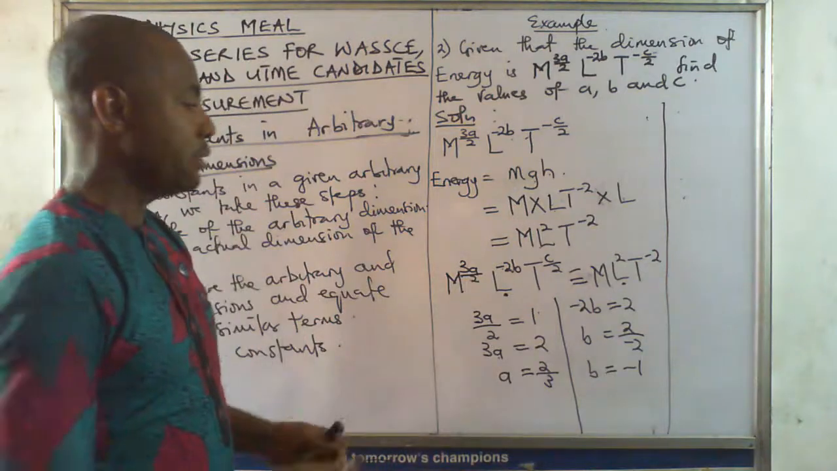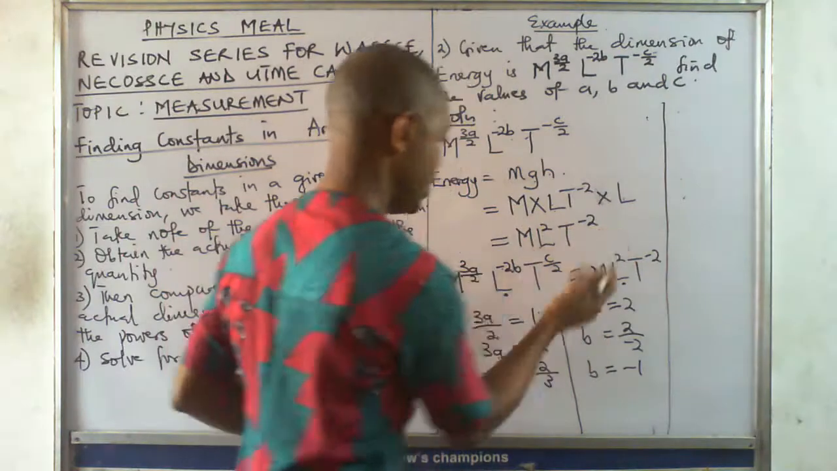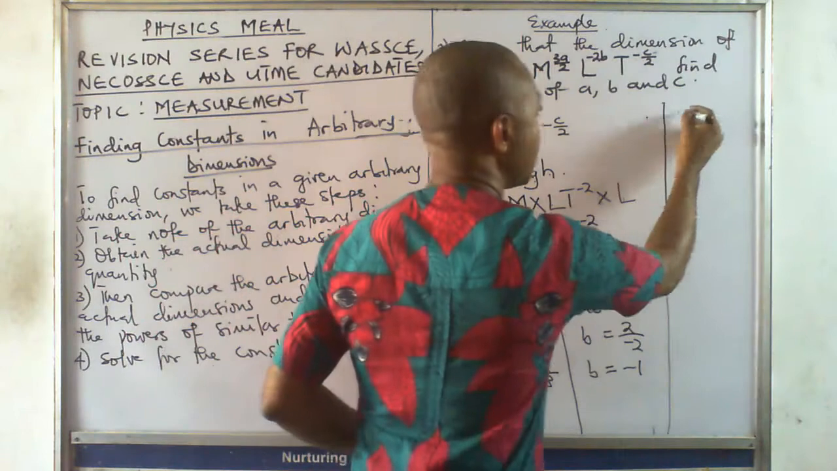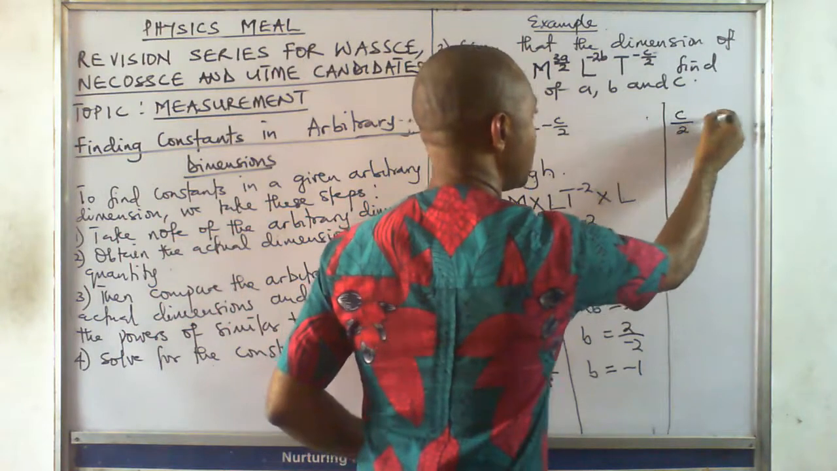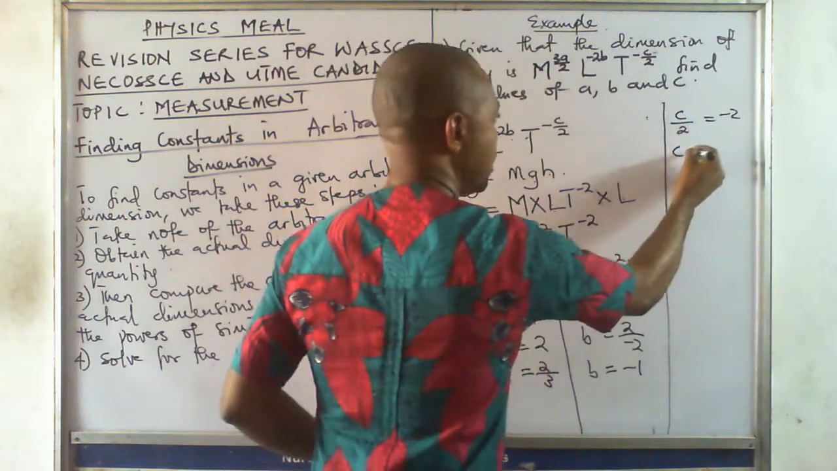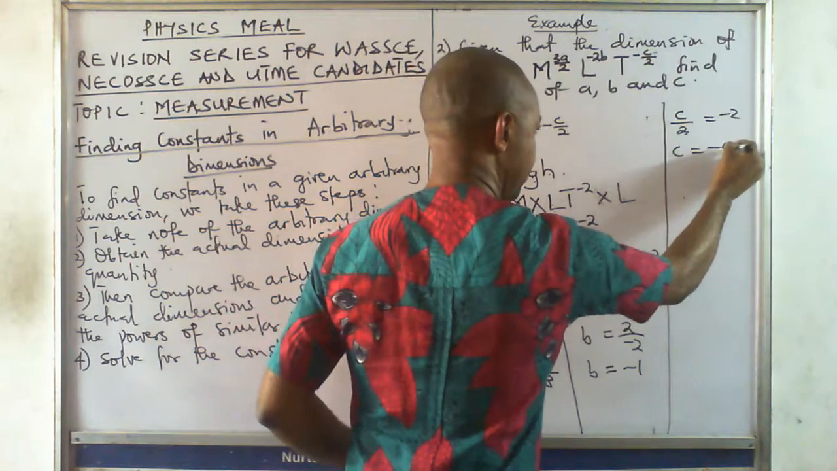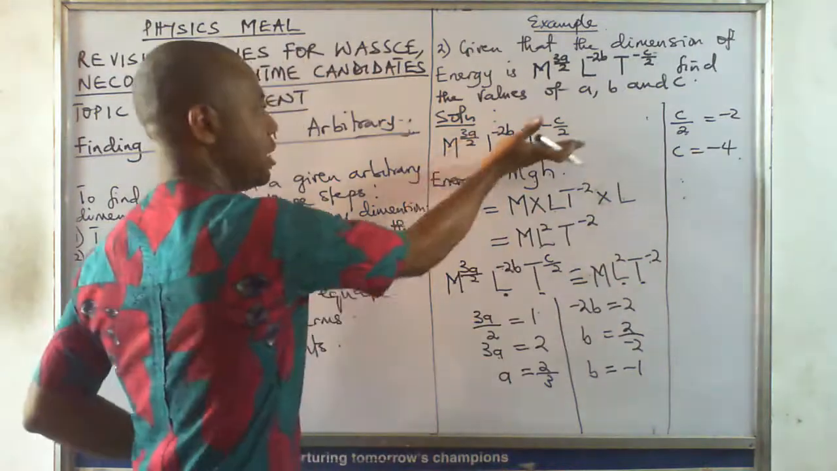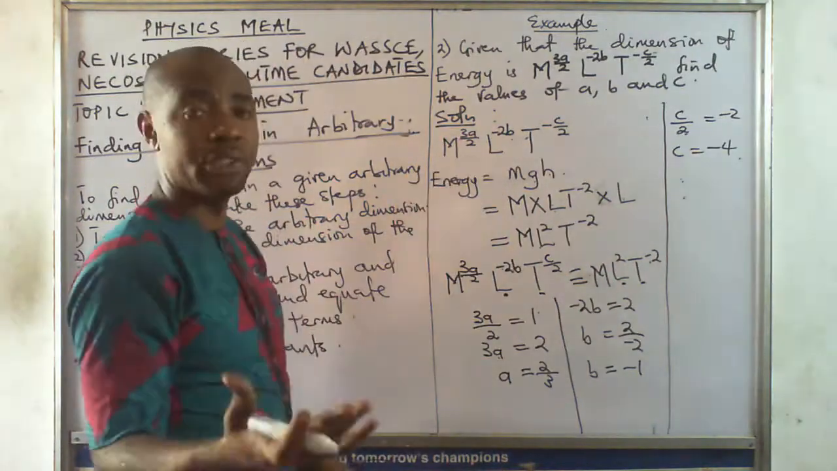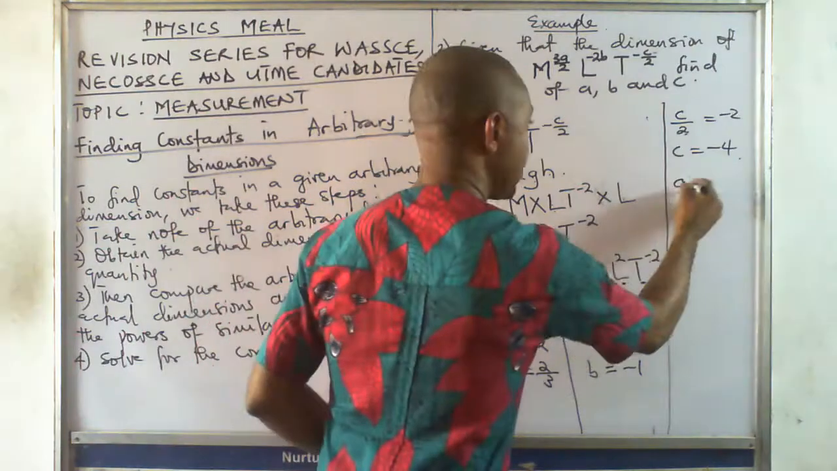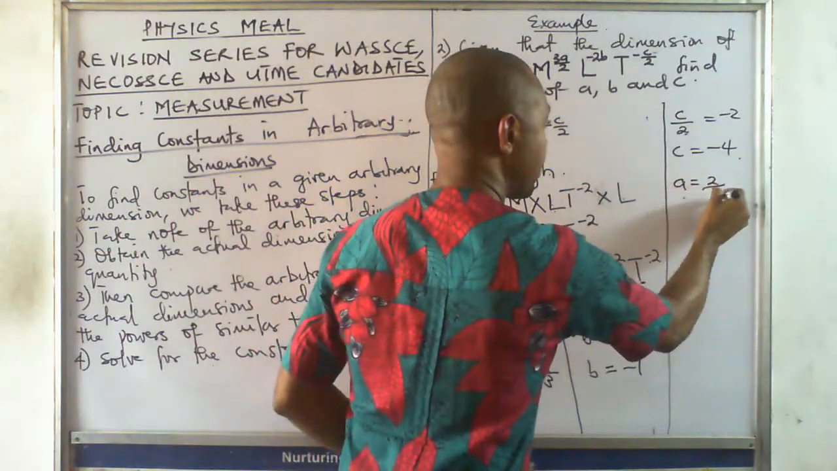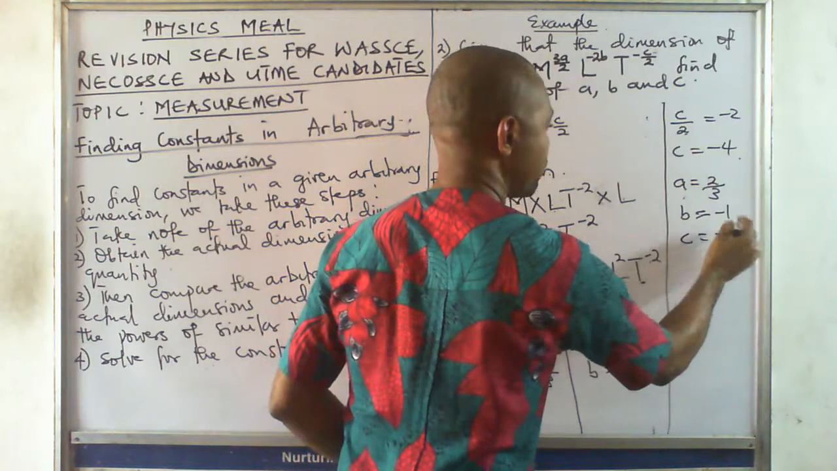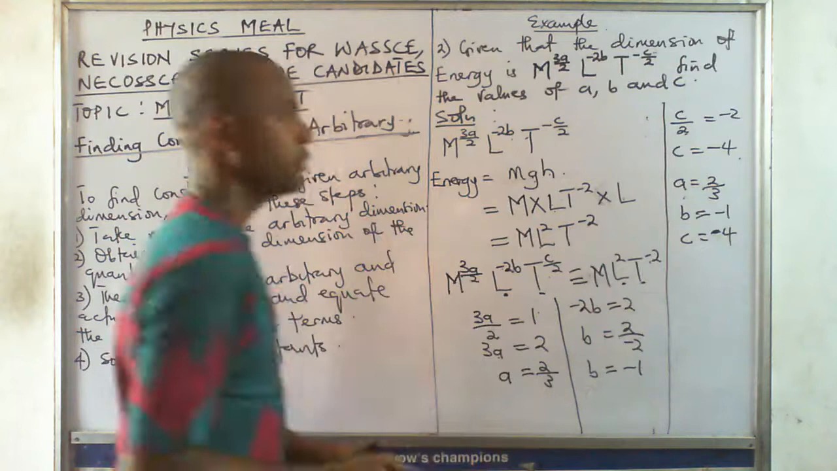Then for C now, before here is C over 2 for T, and here is minus 2. So I'm going to say C over 2 is minus 2. Clear the fraction. C becomes 2 times this, which is minus 4. So for this arbitrary dimension to be the dimension of energy, it means that a will be 2 over 3, b will be minus 1, and c will be minus 4. That's it. 3 values.